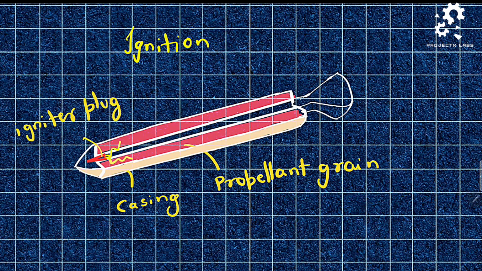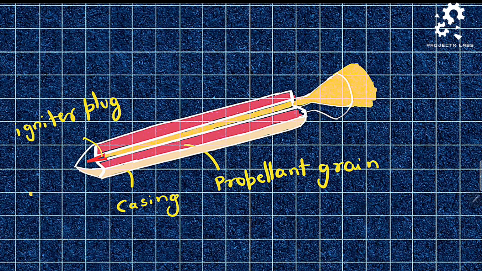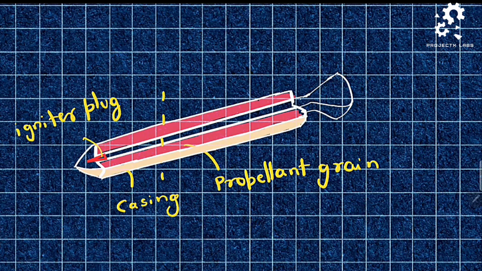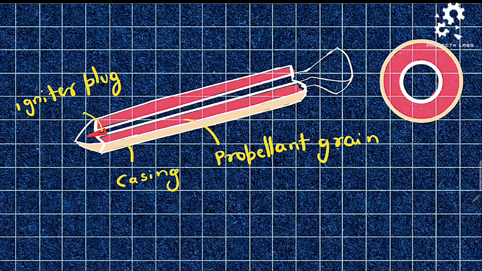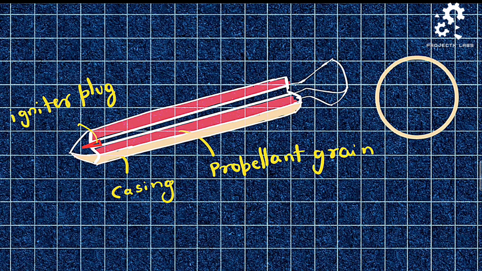The igniter plug enables the ignition, causing the burning of the propellant grain, which results in a jet of hot gas moving out of the nozzle, creating the thrust force. The cut section of a solid rocket looks like this. As the propellant burns, the burning tube size increases, resulting in a larger area over time and more thrust. Once the propellant is emptied, solid rockets are detached.